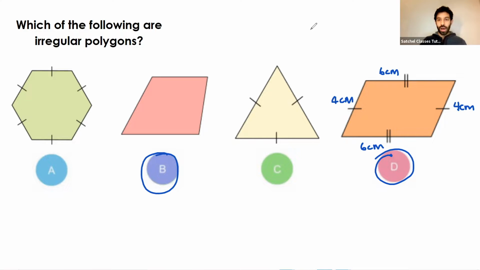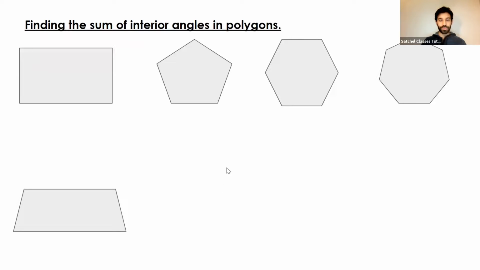All right, if I just clear these drawings, we can now move on to finding the sum of interior angles in polygons. What I mean by the sum of interior angles is that if I was to add this angle and this angle and this angle and this angle and this angle, what would the sum of these interior angles be equal to? Likewise over here, if I was to add this angle, this angle, this angle, this angle, this angle, and this angle. So this is what I mean by interior angles. They're angles on the inside.